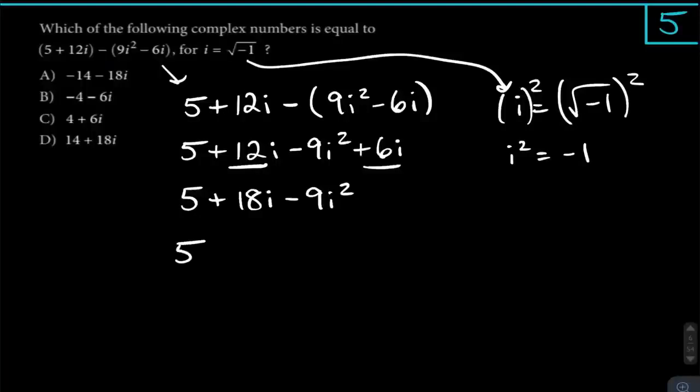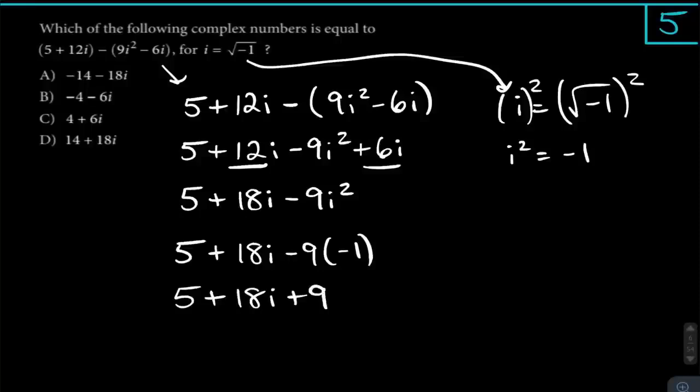And so we substitute that in, we get 5 plus 18i minus 9 times -1, and that's just a plus 9. So our final answer here is going to be 14 plus 18i. And that right there is answer D.